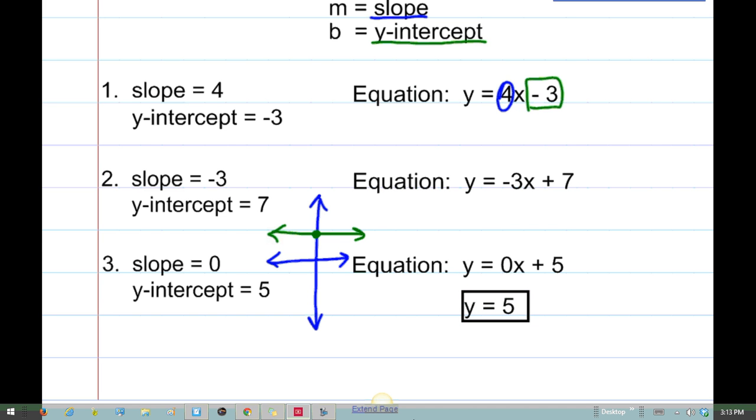It makes sense because if I plug in a slope of 0 right here for m, 0 times x is 0, and I'm basically just left with that positive 5. So the equation would be y equals 5.